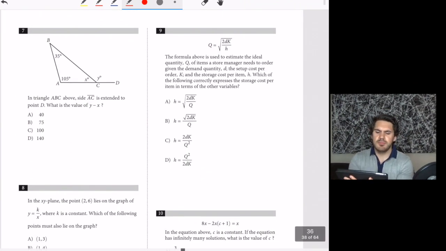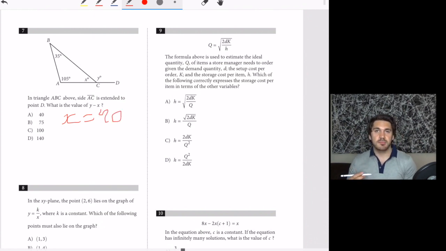Number 7, in triangle ABC above, side AC is extended to point D. What is the value of y minus x? Okay, well, let's start with this. In order to get the value of y minus x, we need to know what is y and what is x. Can we figure any of those out? Well, we've got a triangle here, right? ABC. And a triangle's angles have to add up to 180 degrees. So since we've got 105 and 35, x has to equal 40.